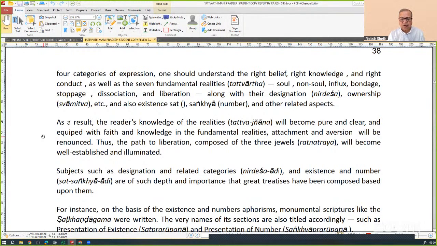So here 8 tools are given. Sat, Sankhya, Kshetra, Sparshan, Kal, Antar, Bhav, Alpabahutva. So these 8 are divided into 4 pairs, 2 each. The first one is related to substance. A substance has 2 aspects: one is general, another is specific. Samanya, Vishesh. Substance from the general aspect and substance from the specific aspect.